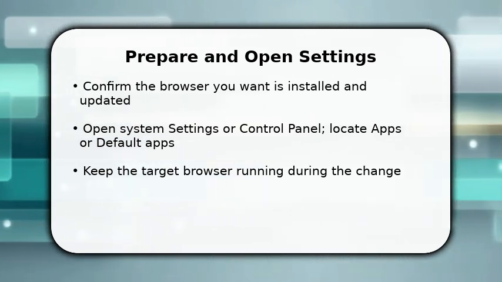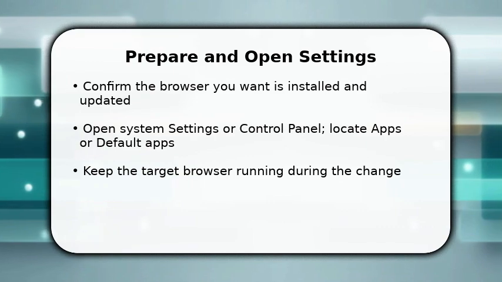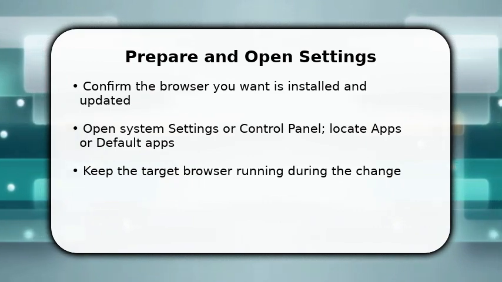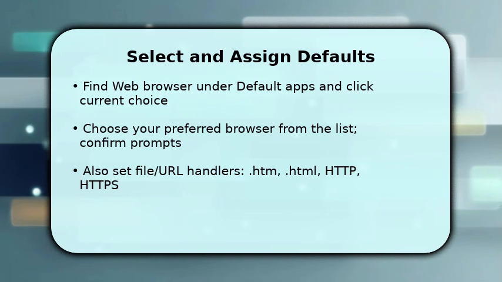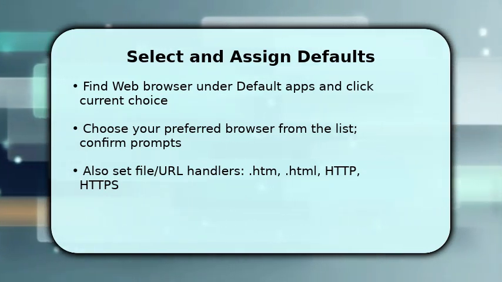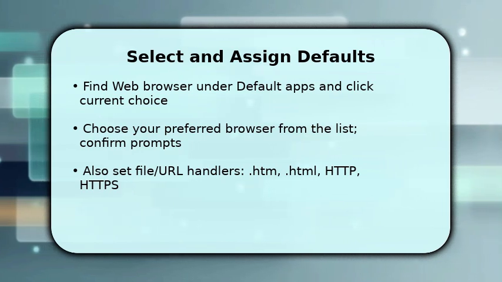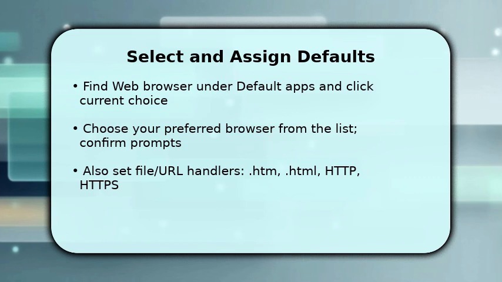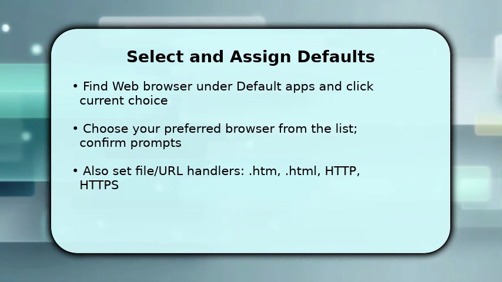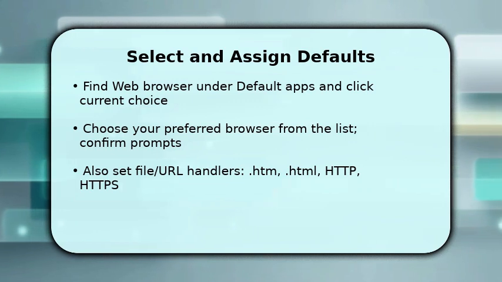Now you assign the default, locate the web browser entry, and click the current selection to reveal available apps. You choose your preferred browser from the list and accept any confirmation prompts. This ensures link clicks open correctly. Next, make sure specific handlers are set. Assign HTML, HTTP, and HTTPS to the same browser so files and links behave consistently. If the OS asks to keep current settings, pick the new browser to complete the handoff.